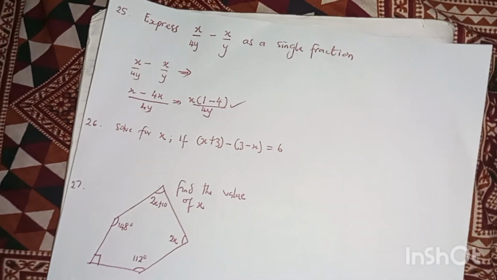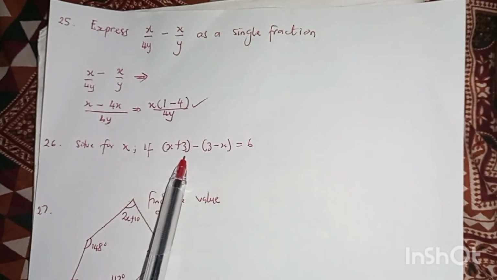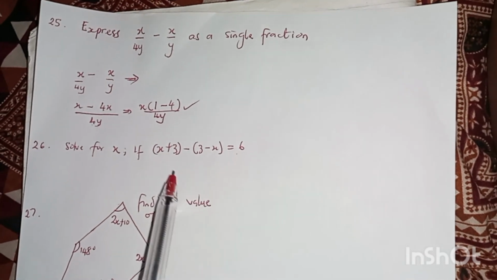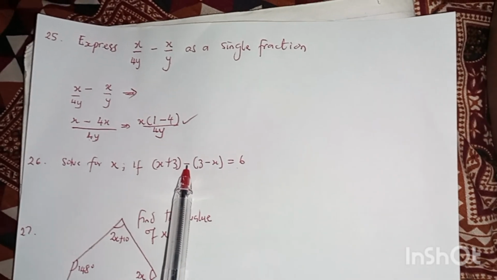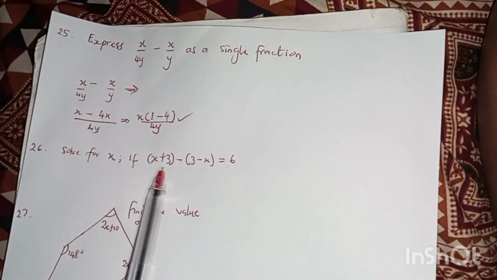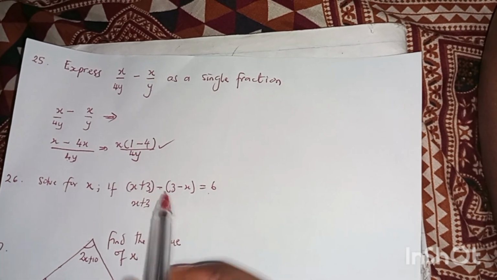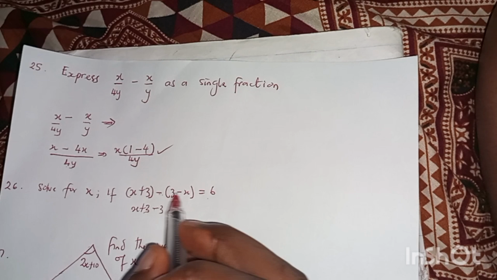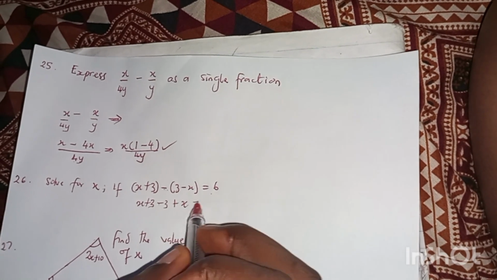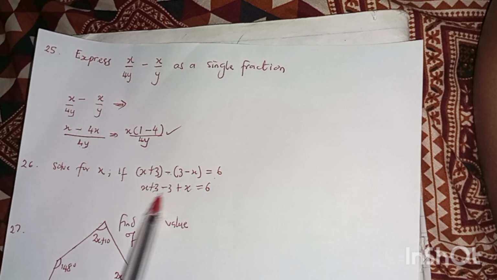So let's go to number 26. So that's how you turn it to a single fraction. Number 26, it says to solve for x if x plus 3 minus x equals 6. What we do here is just to open the bracket with this negative here. Okay, open the bracket. So it becomes x plus 3, open the bracket, becomes minus 3, minus times minus plus x, all equals 6. Okay, plus 3 minus 3 will cancel out.